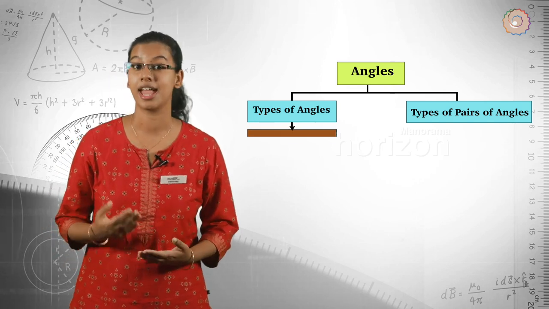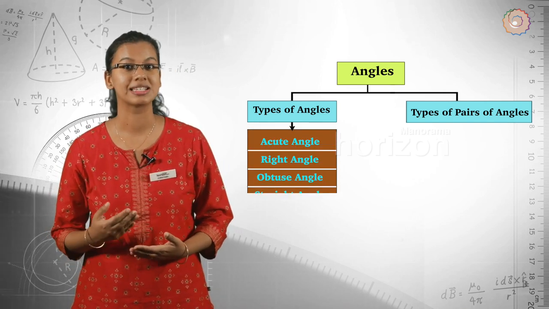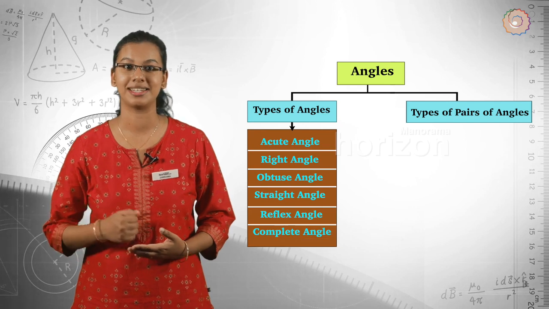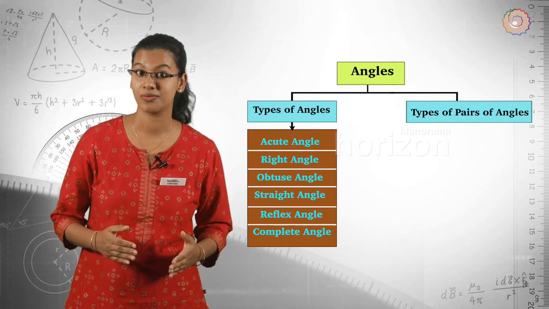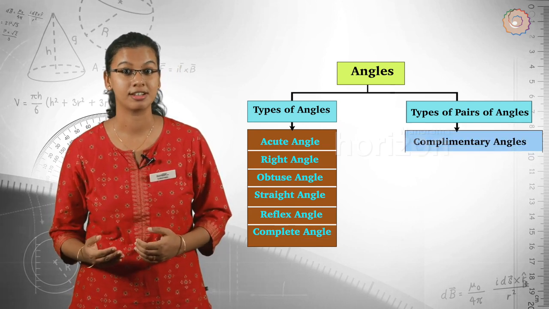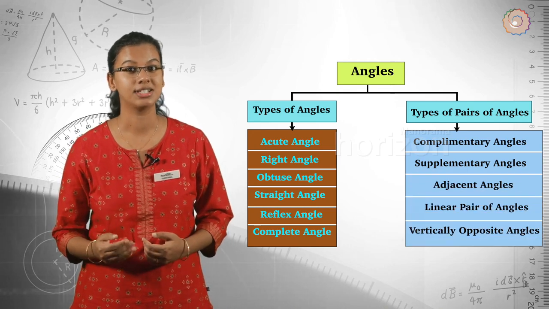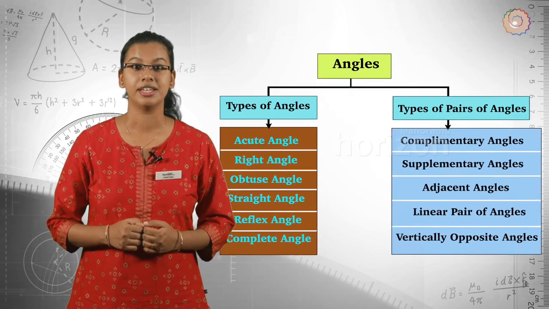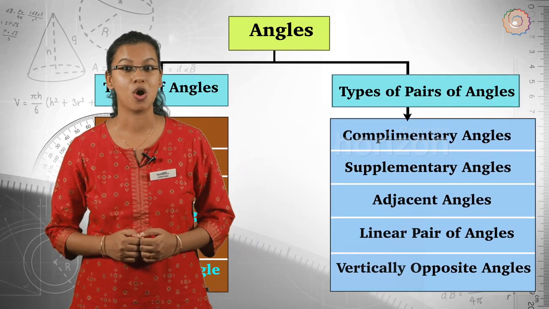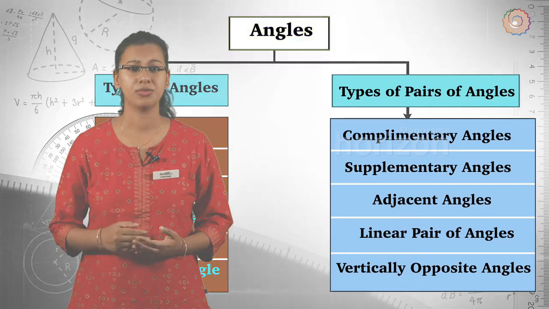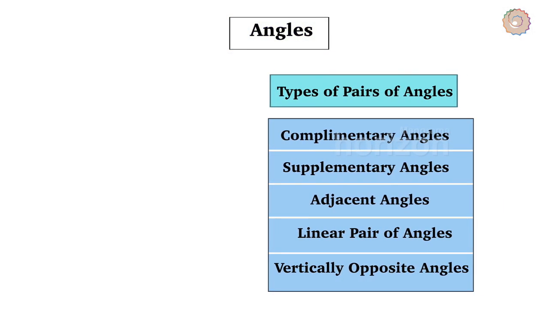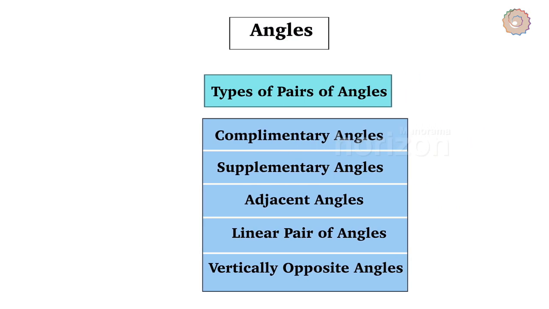Angles can be categorized as acute, right, obtuse, straight, reflex and complete angles, and based on the pairs of angles they are complementary, supplementary, adjacent, linear pair and vertically opposite angles. Now we are going to take a look at the pairs of angles. Can we find any relation between them? Are there any axioms or theorems on them?